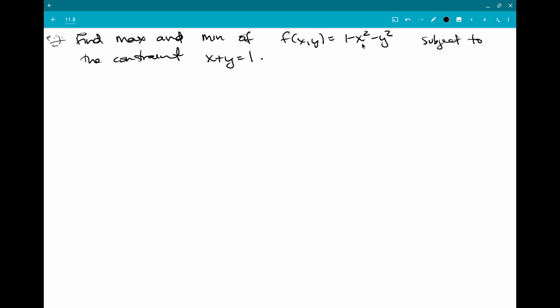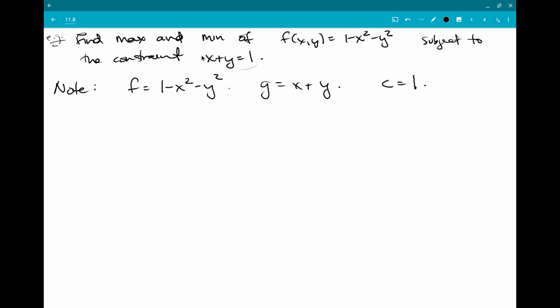So, for real world problems, you'll only care about one, the maximum or the minimum, but this is just an abstract thing, so we can go ahead and find both. And I'm just going to note my f is 1 minus x squared minus y squared. My g is x plus y. And my c is 1.